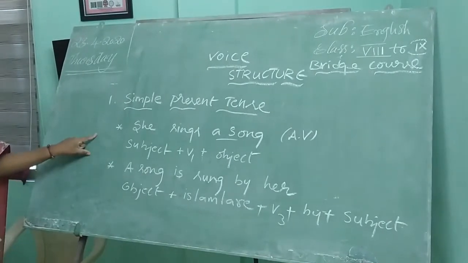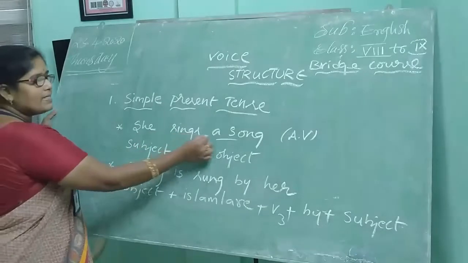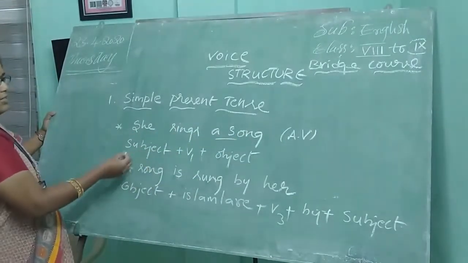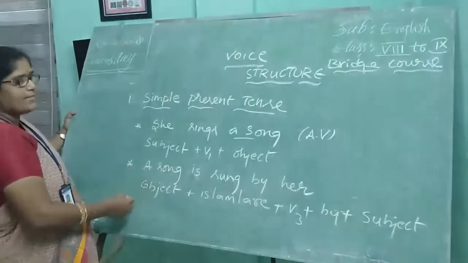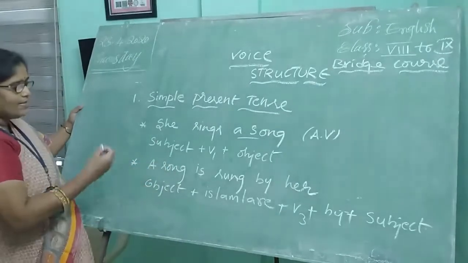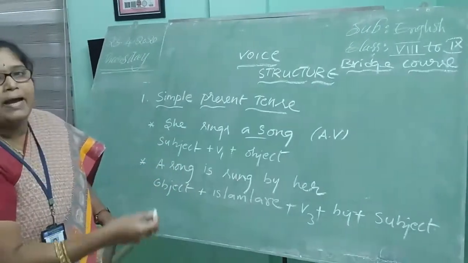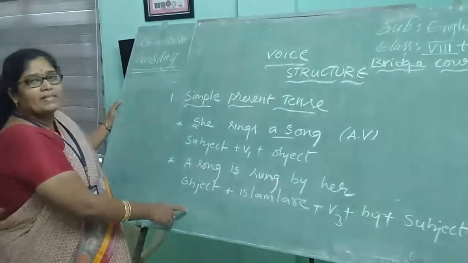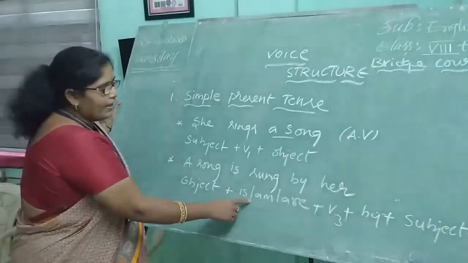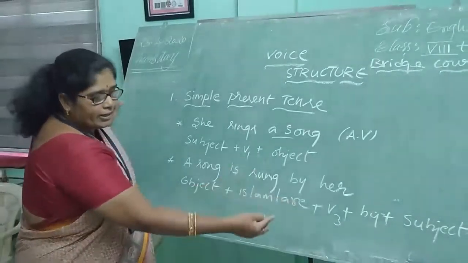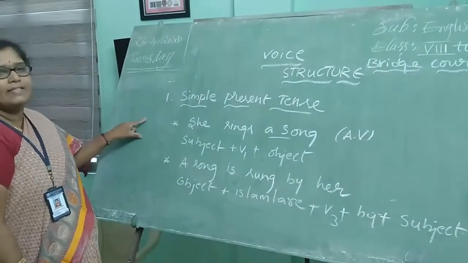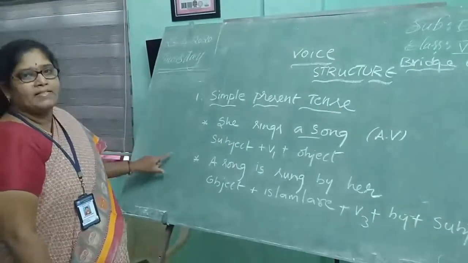Once again let me explain you, children. The sentence is she sings a song. So the structure for simple present tense is subject plus V1 plus object. And when we change it into passive voice, a song is sung by her. So the structure of passive voice is object plus helping verbs is, am, or are plus V3 plus by plus subject. So we have completed simple present tense structure from active voice to passive voice, children.